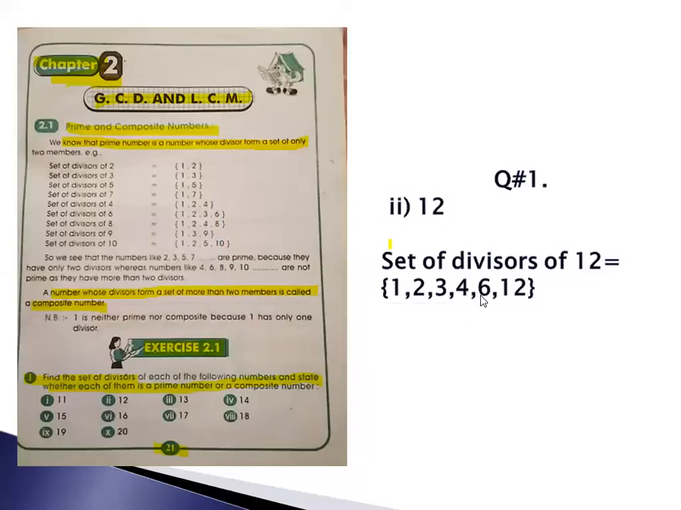Okay, it can be divided by 6 and it can also be divided by 12. So here are the divisors of 12. Since 12 has more than 2 divisors, that's why.